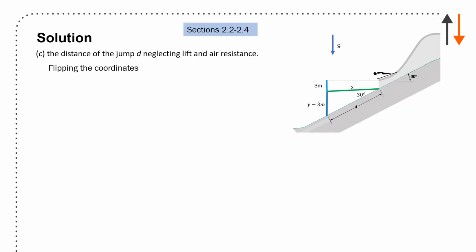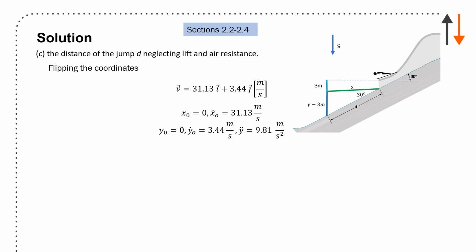This was a little bit tricky. The distance of the jump, D, neglecting lift and air resistance, flipping the coordinates. Your velocity you already know, because that's the velocity as you leave. You can put in all of the terms: x naught dot 31.13 because the skier is leaving the ramp, y naught dot 3.44 meters per second. But the tricky bit here is recognizing that once the skier leaves the ramp, they are no longer accelerating on the ramp, but are in free fall. So they have a gravitational acceleration of 9.81 meters per second squared, acting downward.